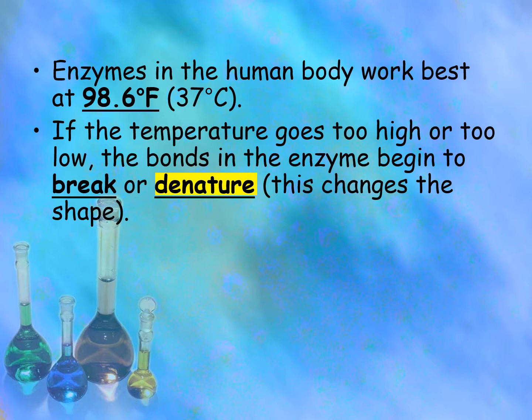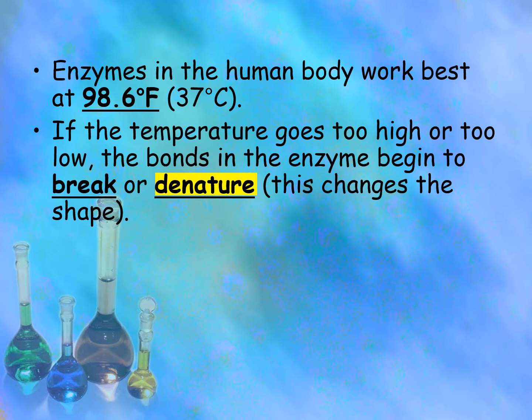Enzymes in the human body will work the best at 98.6 degrees Fahrenheit or 37 degrees Celsius. When you get a fever, the doctors get worried when it gets too high, like 104, 105, because then your enzymes in your body stop working the way that they're supposed to. They start to fall apart. They lose their shapes. And that's a problem. You will die if your enzymes don't work.